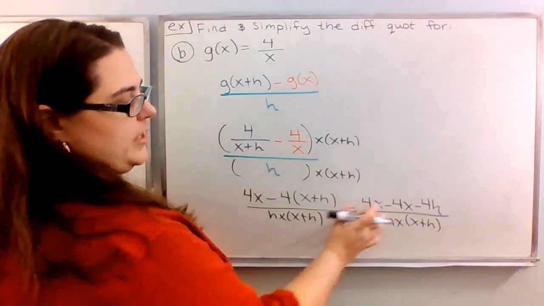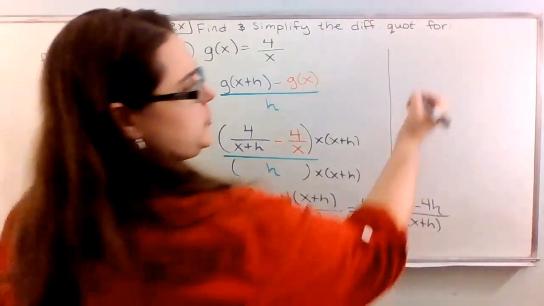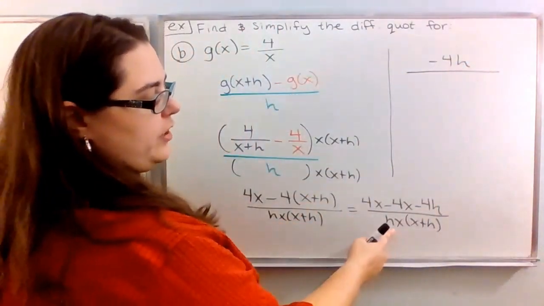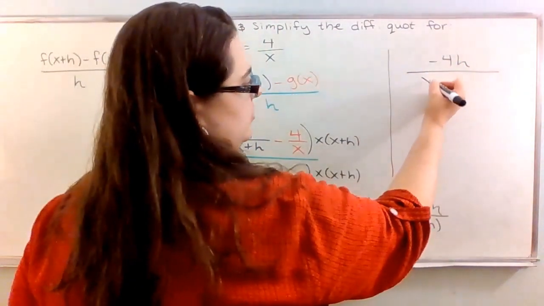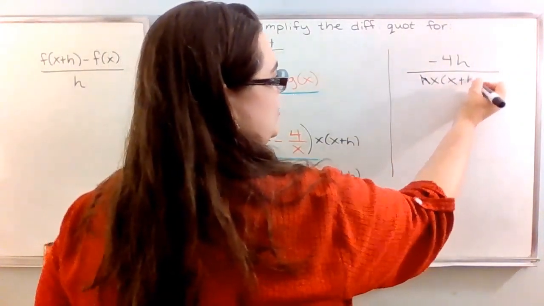Now these 4x's cancel out. So we end up with just -4h up top. And then we have hx times x plus h.